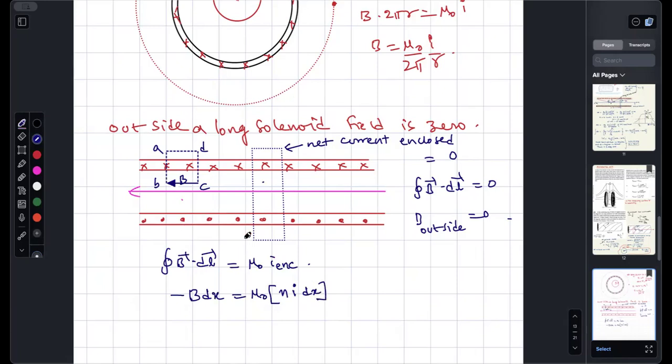And in fact, it is inward, so minus. Why did I put minus there? Because it is inward. For outward current it is plus. Therefore, finally, B is mu naught N I. So due to a solenoid, the field outside is 0, and the field inside is mu naught N I.